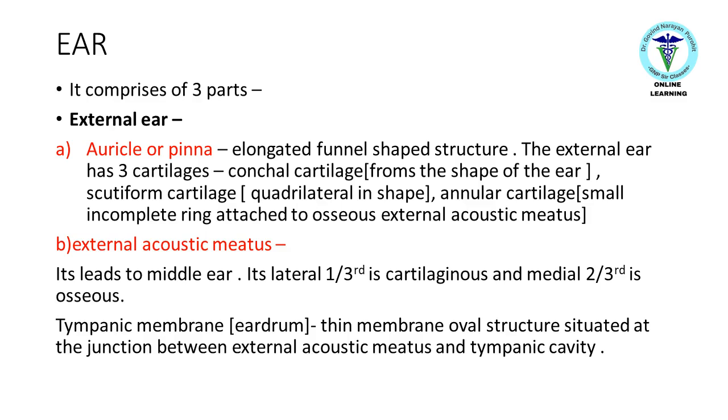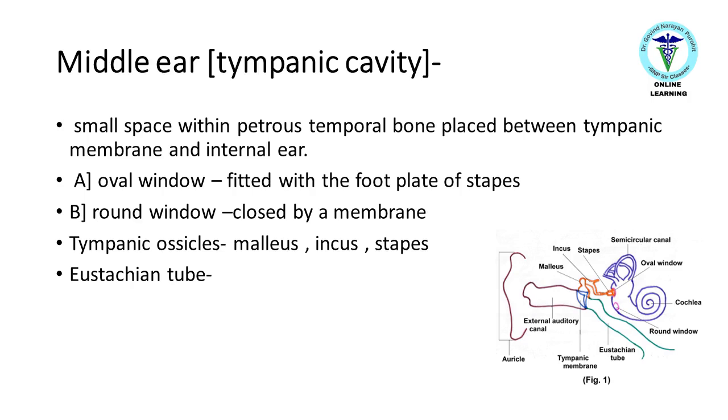The external ear consists of the auricle or pinna and the external acoustic meatus. These structures help capture and direct sound waves into the ear canal. The middle ear contains the tympanic cavity, ossicles, malleus, incus, stapes, and the eustachian tube. These components work together to transmit sound vibrations to the inner ear.